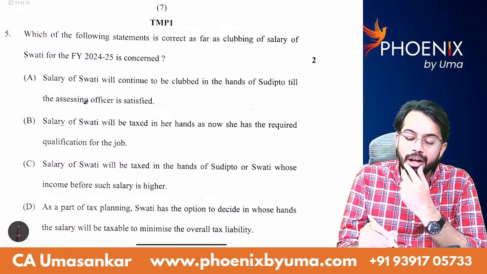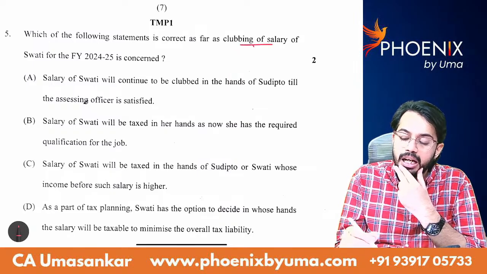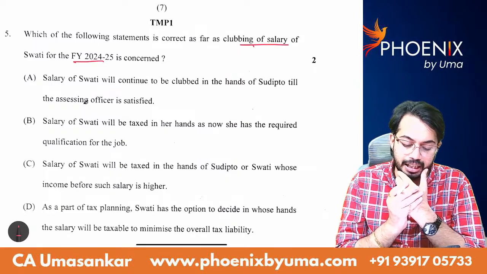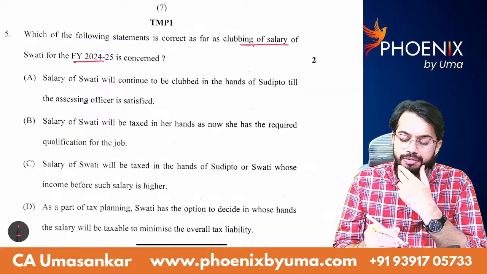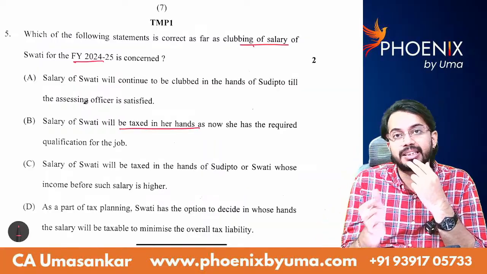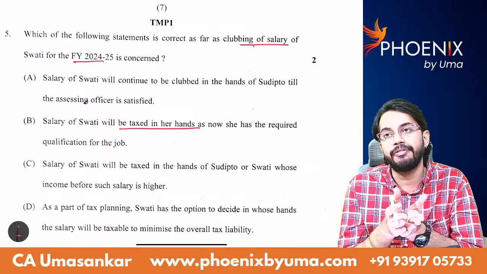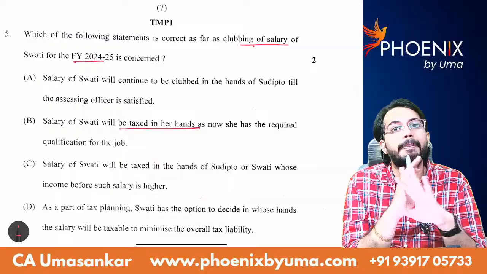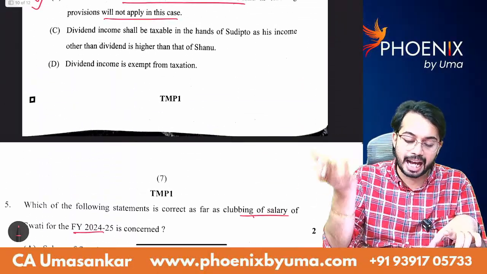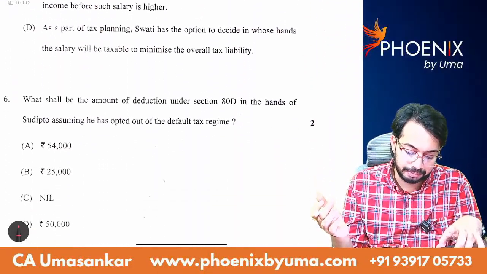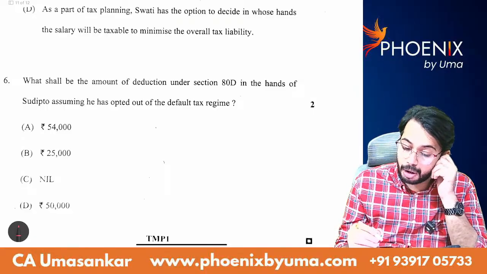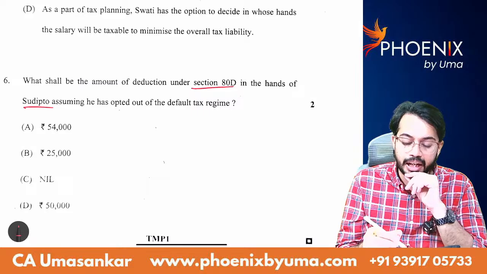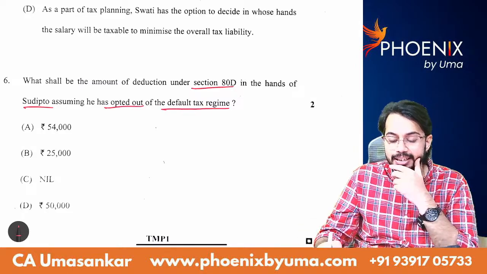Next, which of the following statements is correct as far as clubbing of salary of Swati for financial year 24-25 is concerned? See, the salary of Swati will be taxable in her own hands because she got MBA qualification. After MBA qualification, she has adequate qualification. Clubbing provisions will not get attracted. It is taxable in the hands of Swati only. Next, what shall be the amount of deduction under section 80D in the hands of Sudipto, assuming he has opted out of the default tax regime?